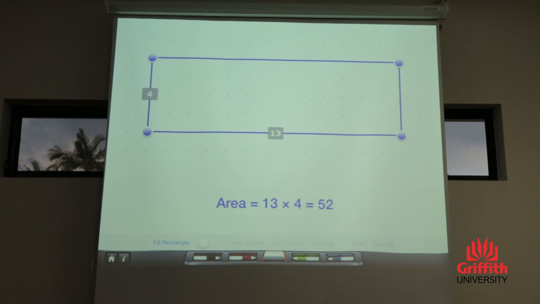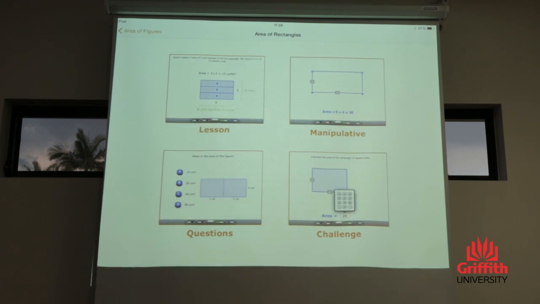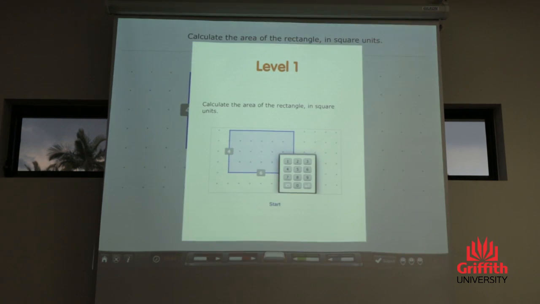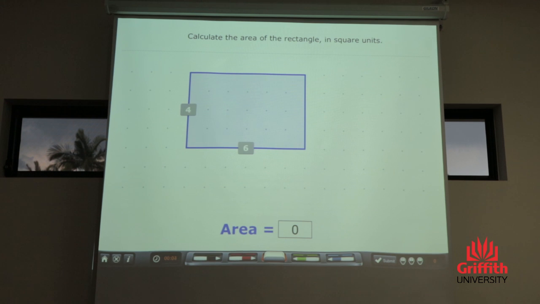It's been a while since I've played this. All right, let's see if we can fill our rectangle. We can add a square, and we can start looking at what might comprise area. They can see that it links nicely to multiplication. They can get their row, they can get their column. In the practice one, if we go back home. In the challenge one, I think they can even manipulate the size of their rectangle.